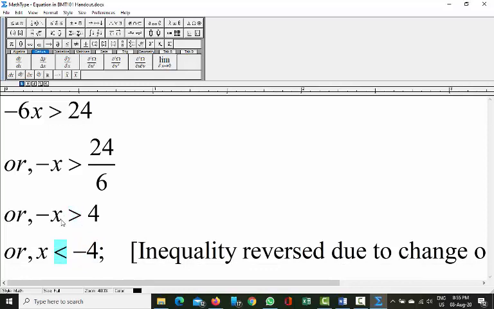I am saying again, we are changing the sign on both sides. It was minus on the left hand side, we are getting a plus on the left hand side. And since we changed the sign on the left hand side, the sign on the right hand side will also change. Here it is plus, it will become minus. Since we have changed the sign on both sides, the relationship will change. It was greater than, now it will become smaller than. So that's the answer.